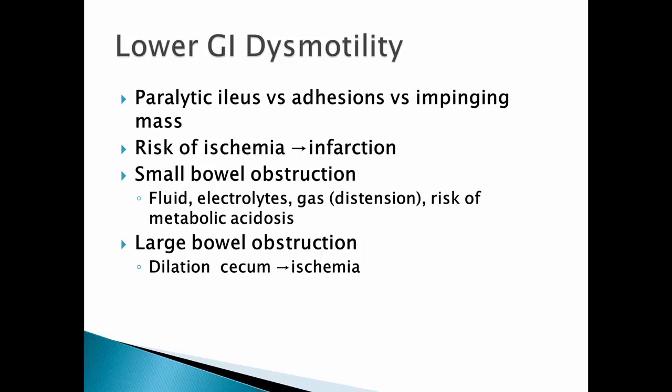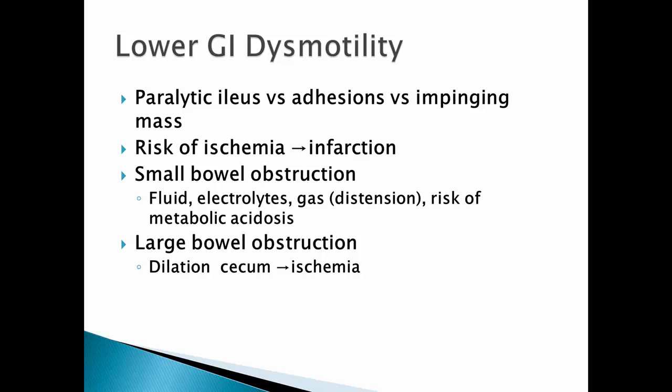There's also a risk with small bowel obstruction of a metabolic acidosis. Now, with a metabolic acidosis, this is more likely if this is lower in the small bowel as opposed to higher in the small bowel. So actually in a small bowel obstruction, you may have an alkalotic or an acidotic state depending on where the obstruction is. So let's walk through that a little bit.